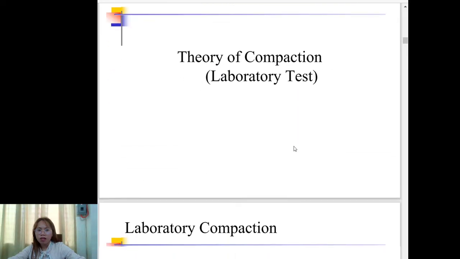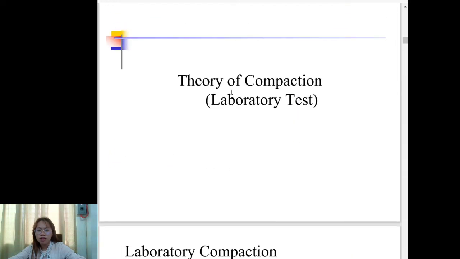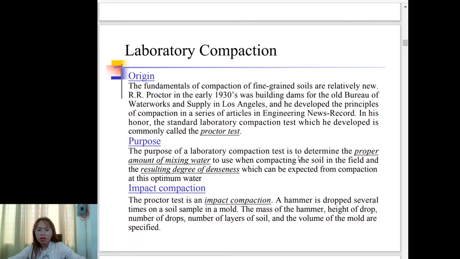We have, for the laboratory test, the theory of compaction. The origin, this is the history of compaction. Fundamentals of compaction of fine-grained soils are relatively new. R. Proctor in the early 1930s was building dams for the old Bureau of Waterworks and Supply in Los Angeles. So we're not after the origin.